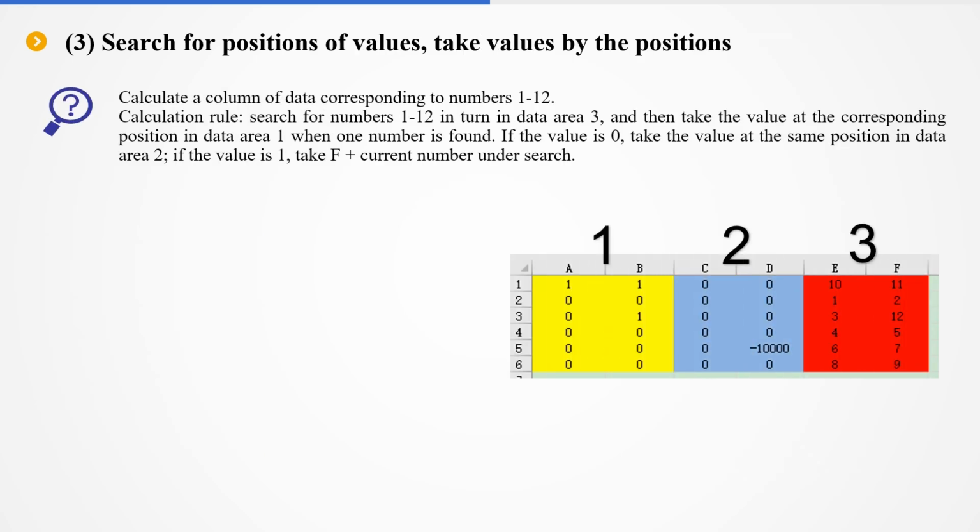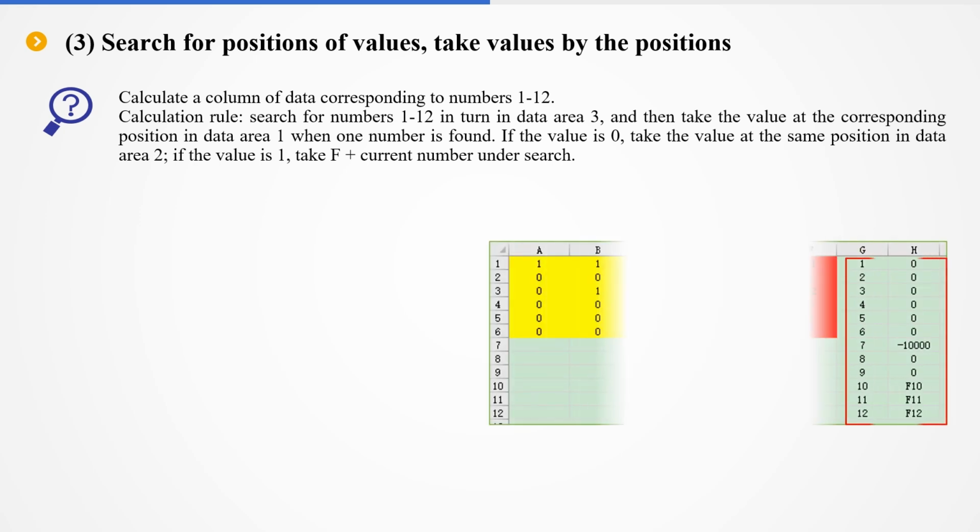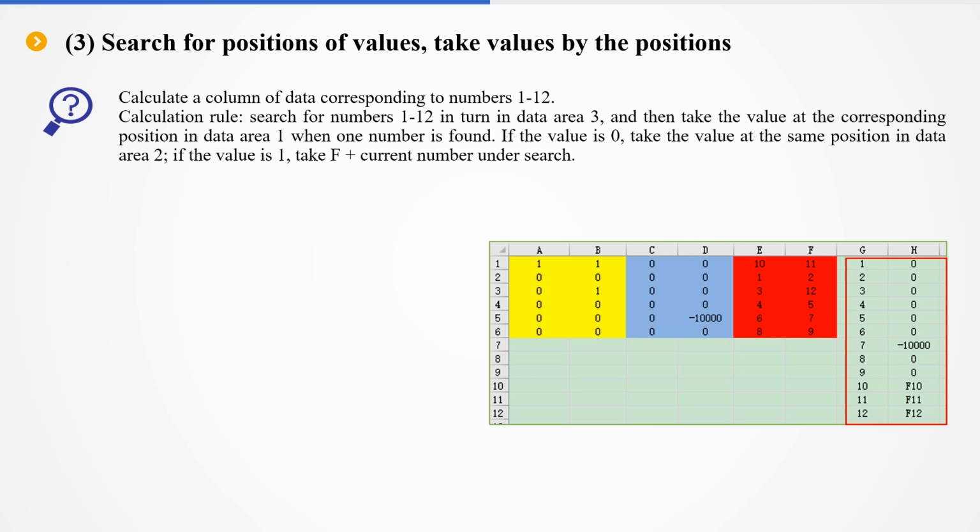Let's look at a more complicated example. In this Excel file, there are 3 data areas highlighted by 3 different colors. Now we want to calculate a column of data corresponding to numbers 1 to 12. Calculation rule: search for numbers 1 to 12 in turn in data area 3, and then take the value at the corresponding position in data area 1 when one number is found. If the value is 0, take the value at the same position in data area 2. If the value is 1, take F plus the current number under search. The expected result is shown in the G and H columns in this figure.